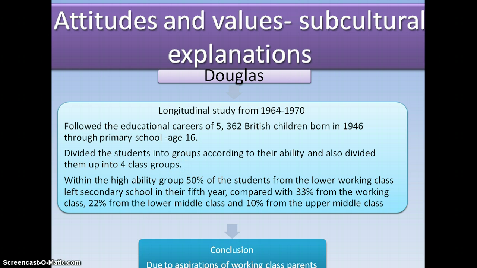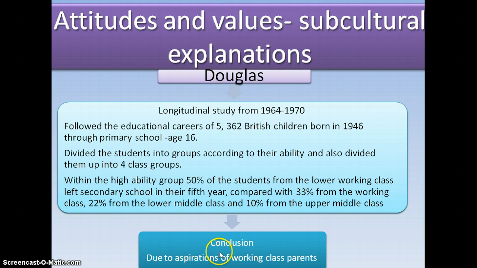However, you could argue his conclusion may have been flawed because he interpreted it to mean that this was due to the aspirations of working class parents, and that working class parents had lower aspirations for their children, when in reality, from what we've looked at when we've looked at material deprivation, we could come to a different conclusion, and we could argue that children from lower working class families may actually leave school due to poverty and not cultural values.